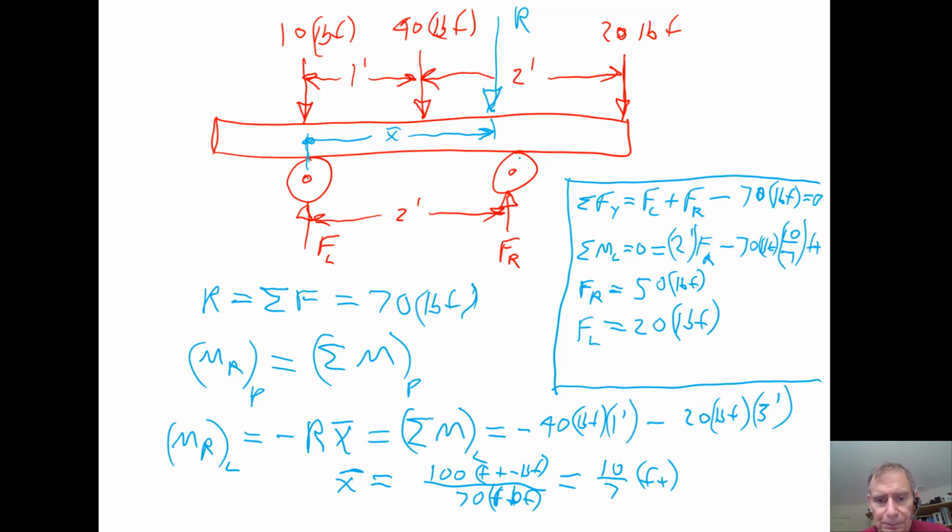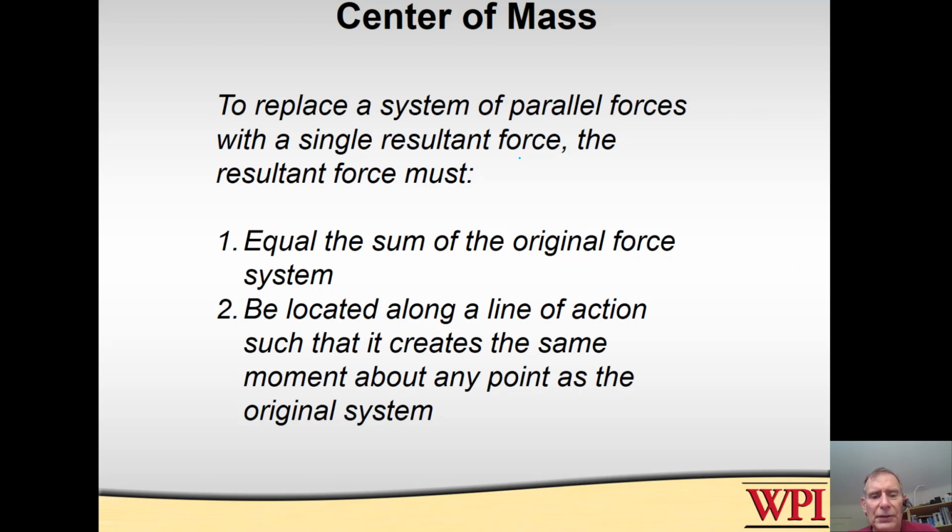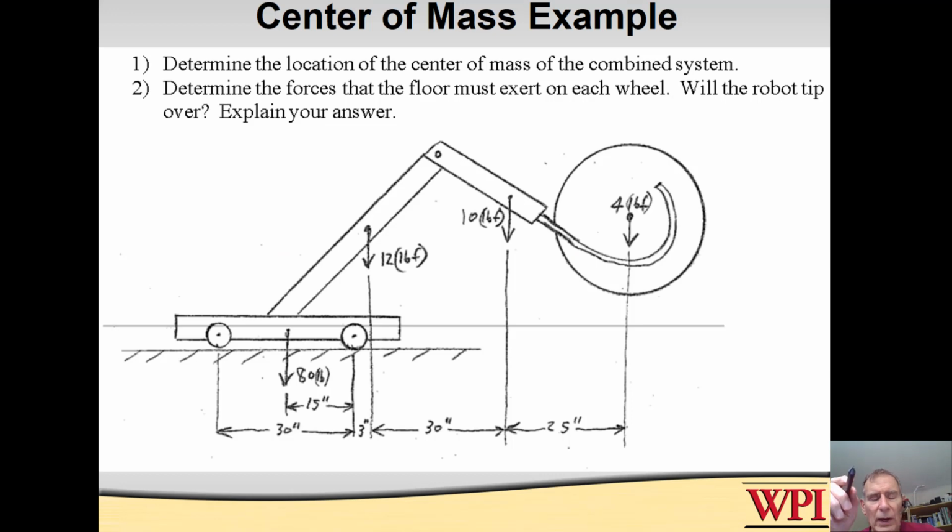Okay, so again, the resultant force has to equal the sum of the original system, and it has to be located such that it creates the same moment about any point as the original system. So what I want you to do now is you have the handout for Force Analysis 2, and I want you to try this example. So first, you have a robot here, a robot base that's 80 pounds. It has a lower arm that's 12 pounds, an upper arm that's 10 pounds, and it's picking up a 4-pound ball. So first thing I want you to do is determine the resultant, which again is just going to be the sum of those forces, and then to determine X bar.